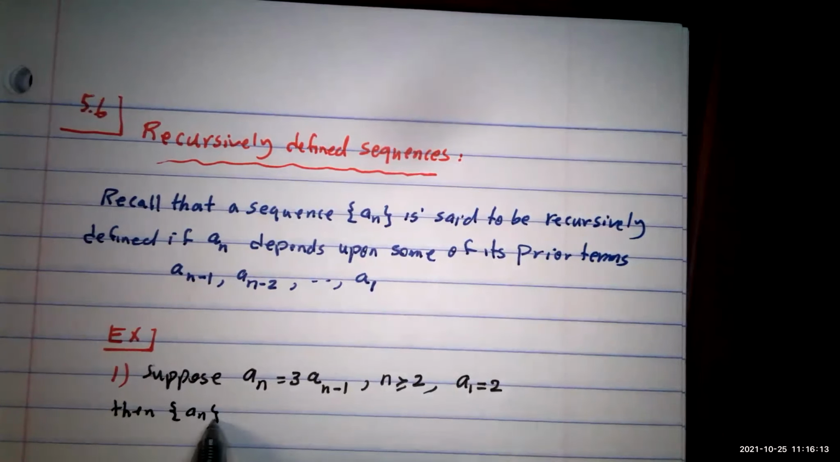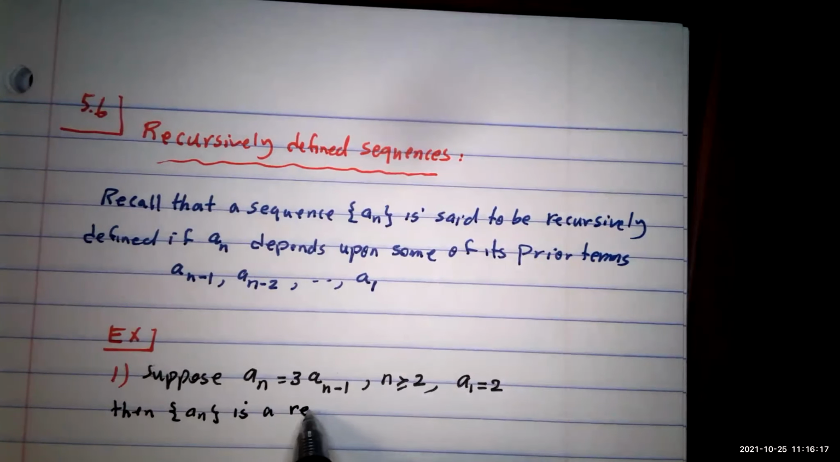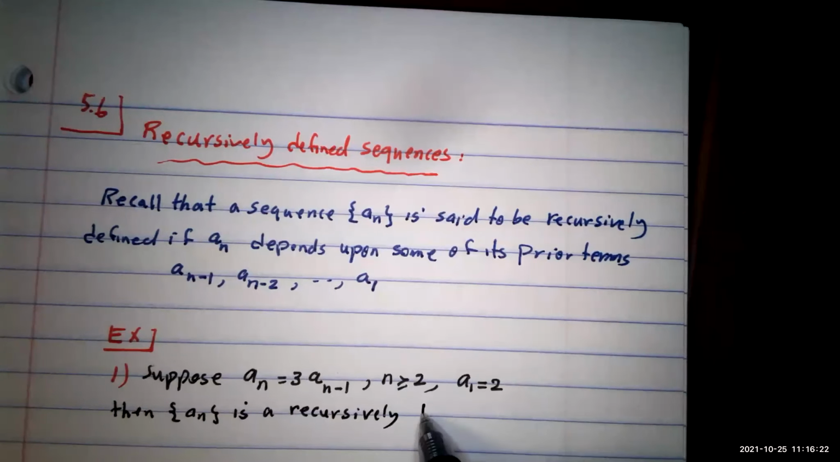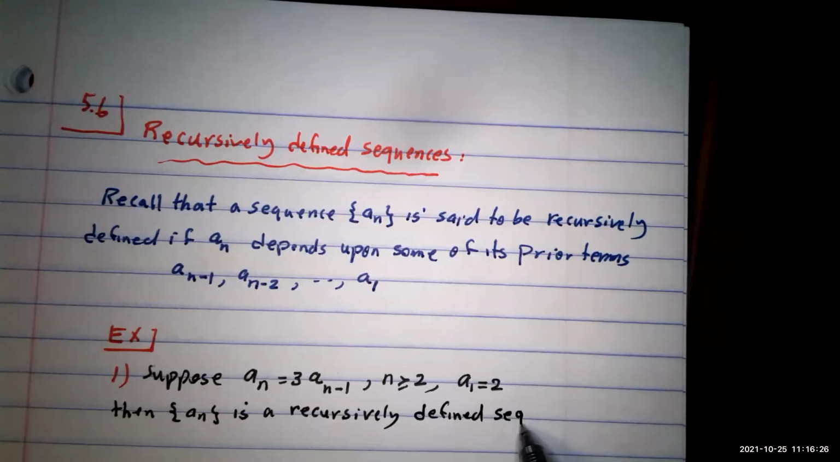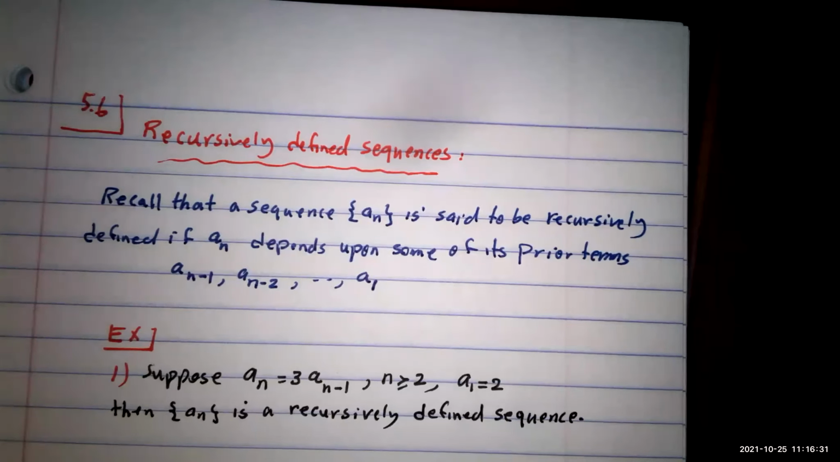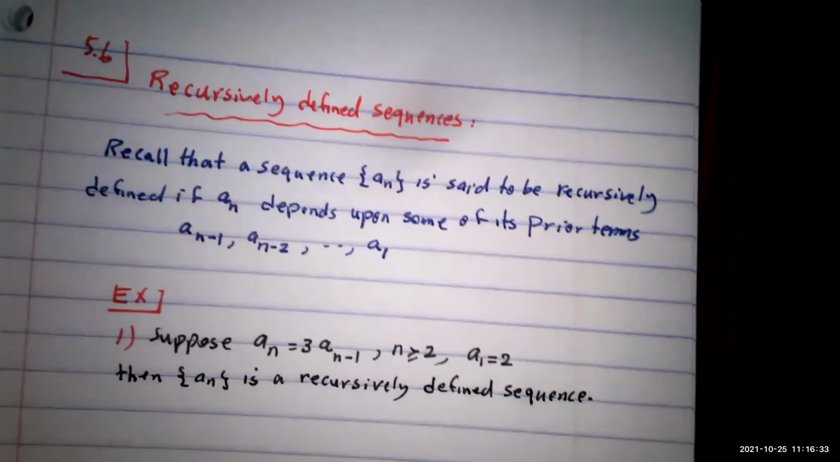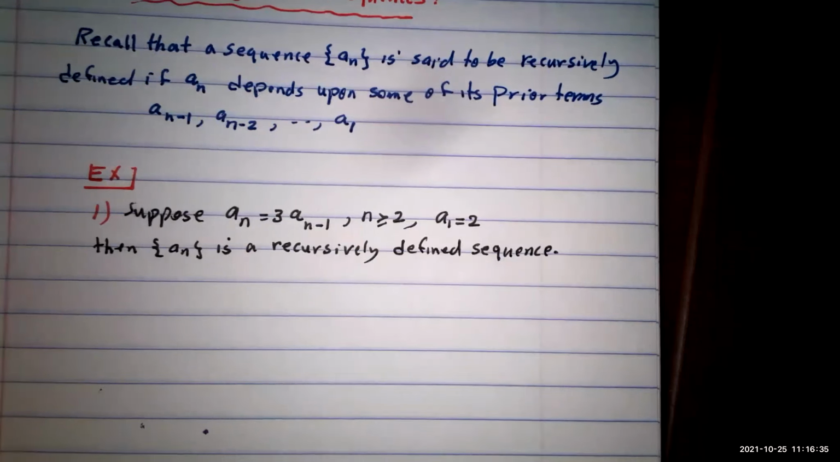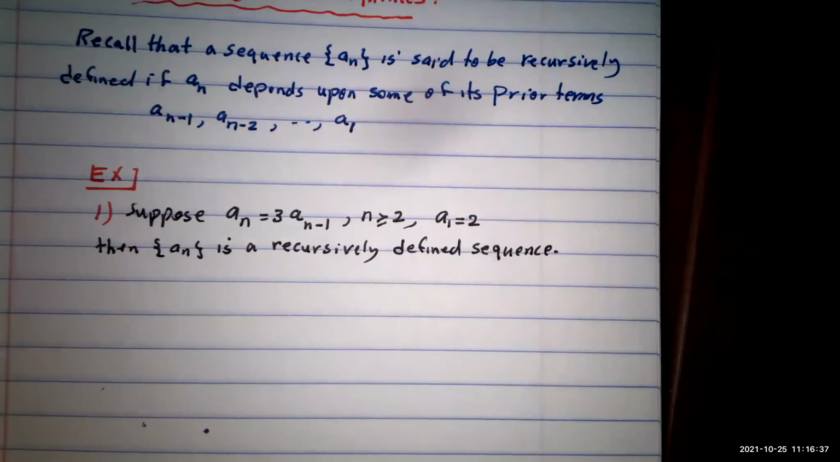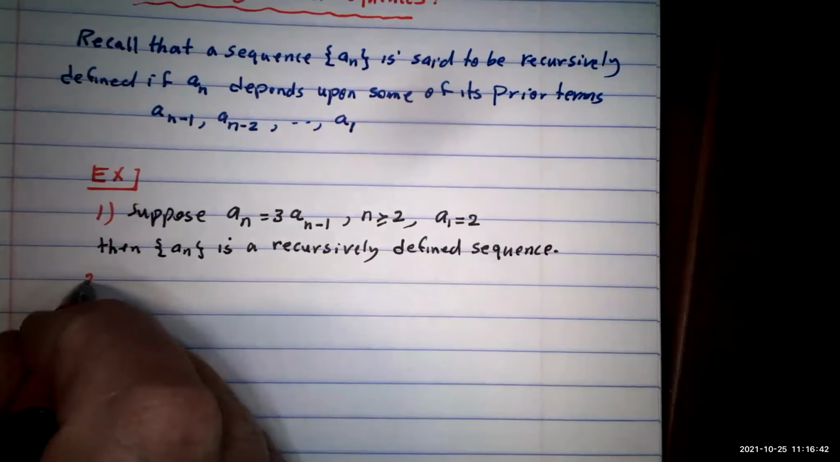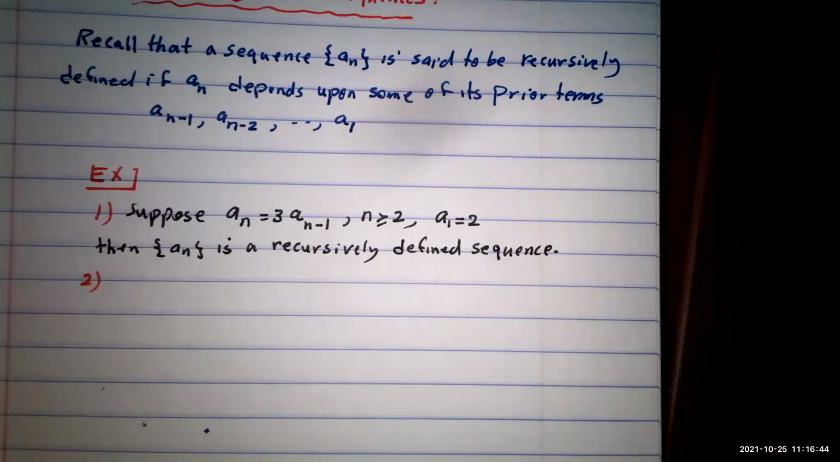And a_n is going to be a recursively defined sequence. Something that you do over and over and over, and there is a relationship that keeps you going. So that relationship is going to be recursively defined. Any question?